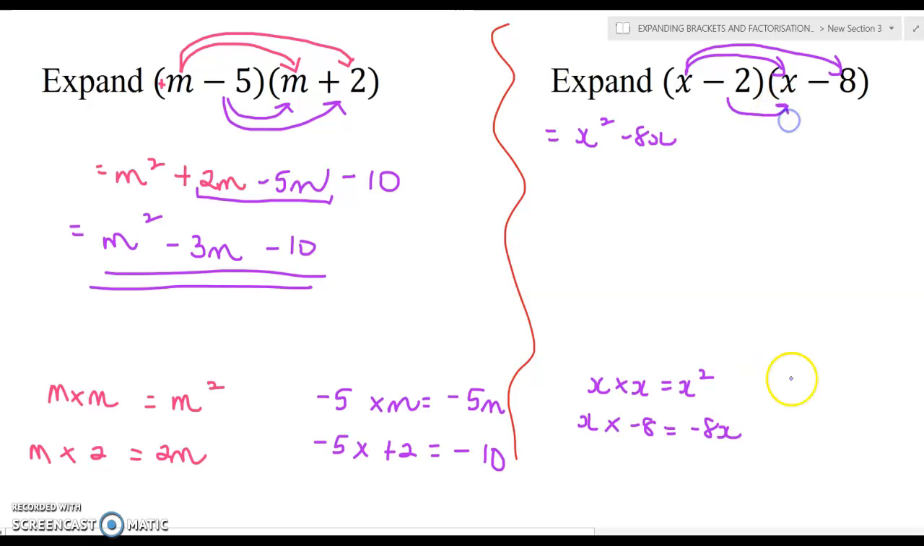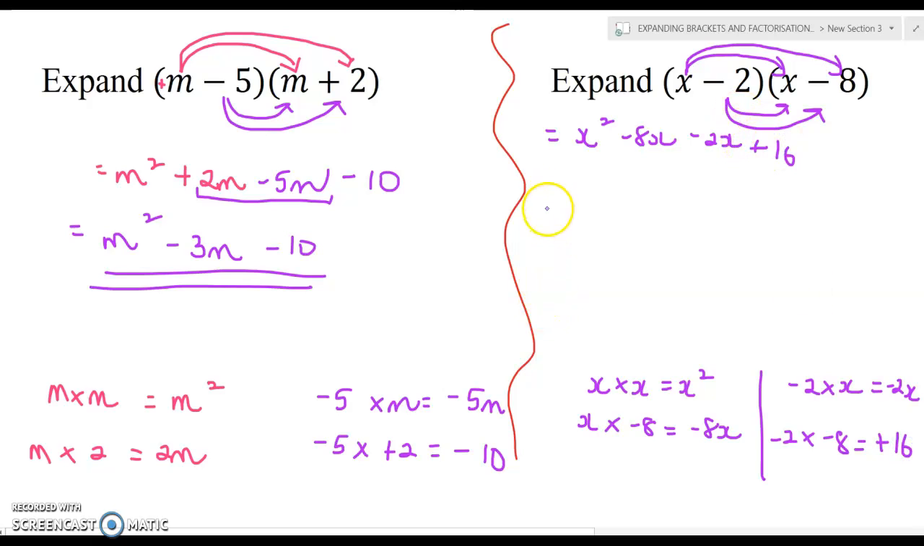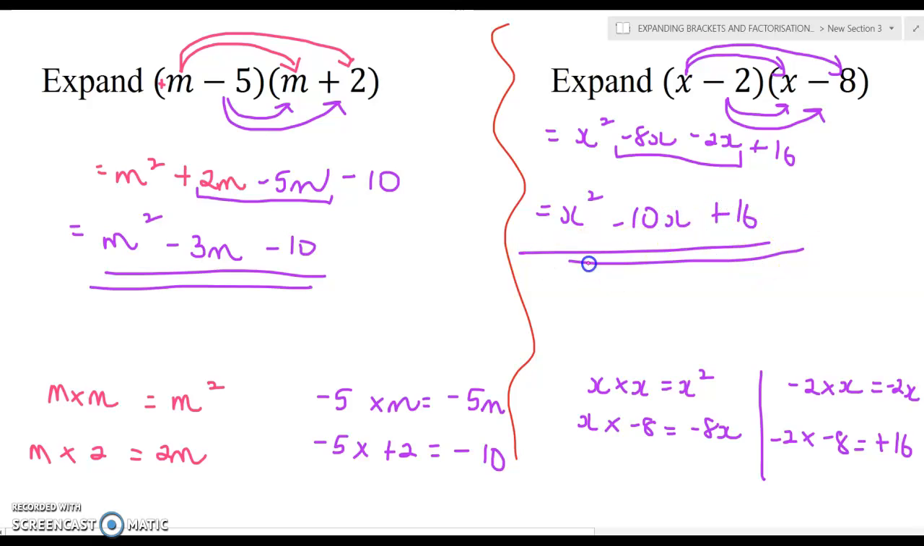And now minus 2 by x will give me minus 2x. And then we have minus 2 by minus 8. Remember, when you have minus by a minus, it's a positive. 2 by 8 is 16. So you get plus 16. And now let's simplify the inner piece here. So that's x squared. Minus 8 minus 2x is minus 10x plus 16. This is my final answer.